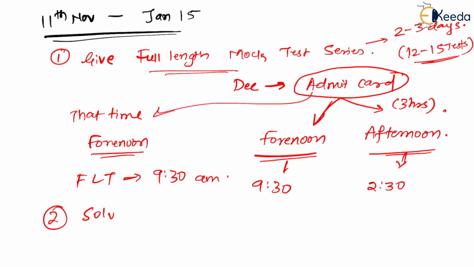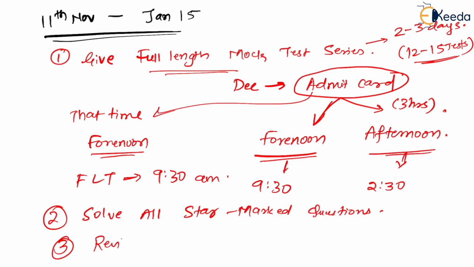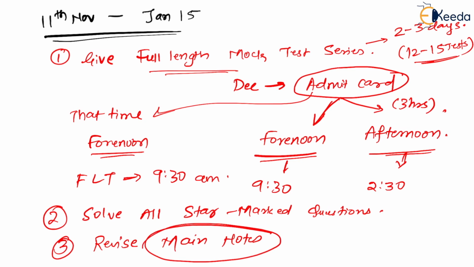Anyways, the second thing which you are supposed to do is you please solve all the star mark questions, all the star mark questions, right? And then the third thing you have to do here is you have to revise from your main notes. Why? Because every small detail you want to know now.